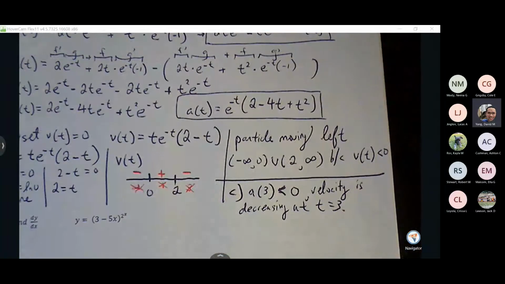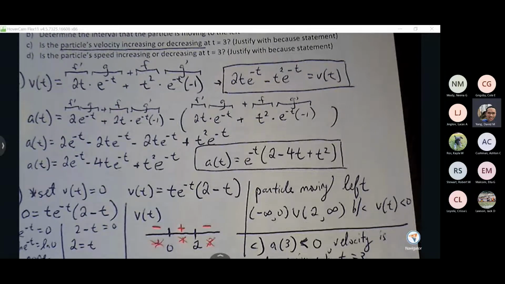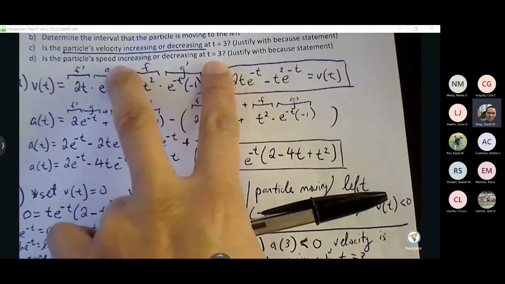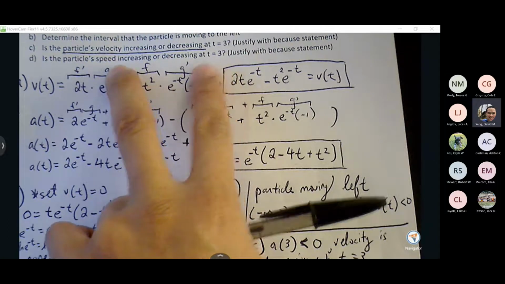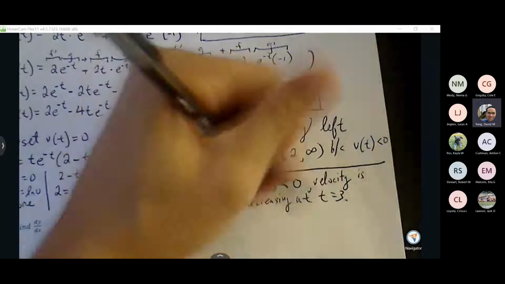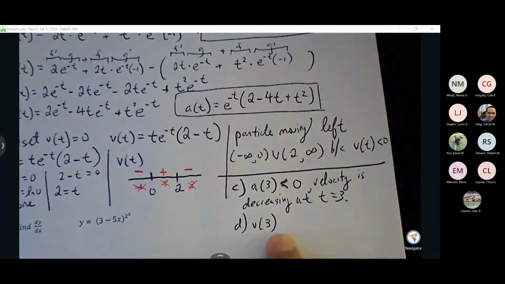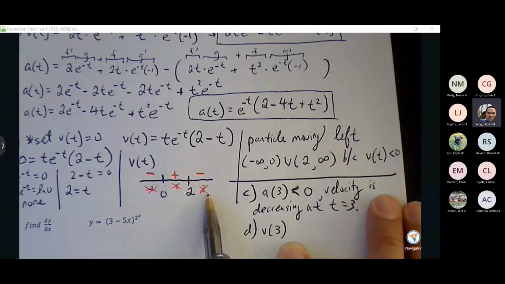Okay, everybody okay with part C? Okay. Part D says, is the particle's speed increasing or decreasing? So how do we get to that information? Velocity and acceleration, right? We need to look at both velocity and acceleration and compare their signs. So we already have a of 3, and we kind of know what v of 3 is, right? We tested it before already, so v of 3 is negative.